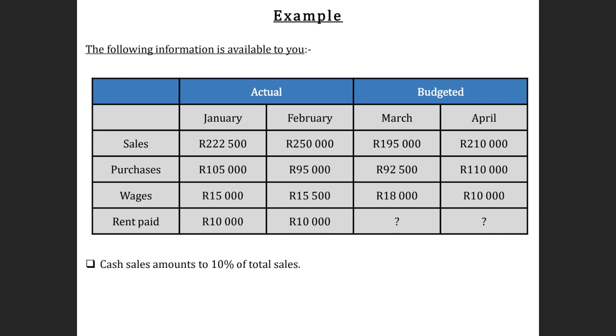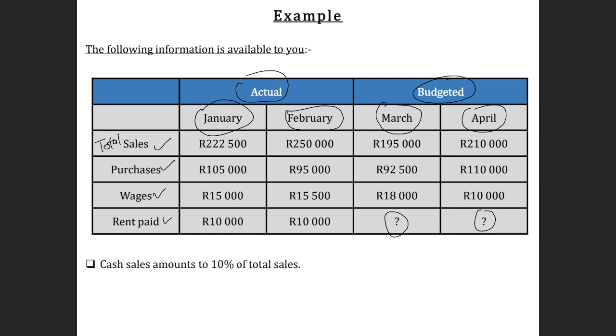So this example says to you, the following information is available to you. They've given you actual and budgeted information. And you can see that the actual information is based on the months of Jan and Feb. And then the budgeted information is for the months of March and April. They've given you the sales, the purchases, and these are total sales and total purchases. And then they've given you the wages and your rent paid. As you can see, they don't have figures for the last 2 months here because we're going to work those out.